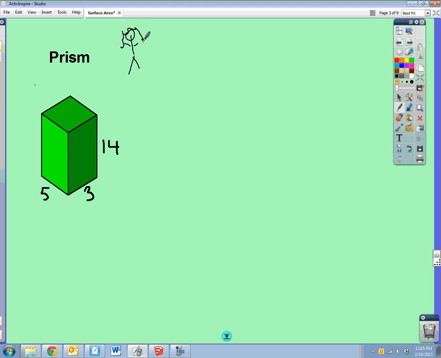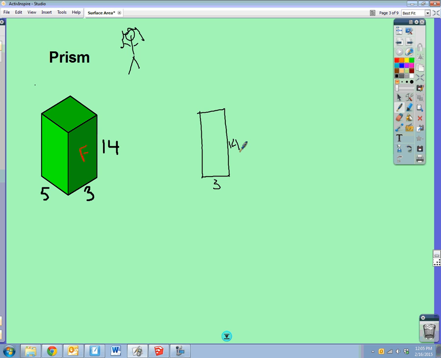There you go. I drew a net. So we're going to draw a net of this prism. If I start with the front here, so if this is the front of my rectangular prism, the rectangle is a 3 by 14 rectangle. So there's the front.